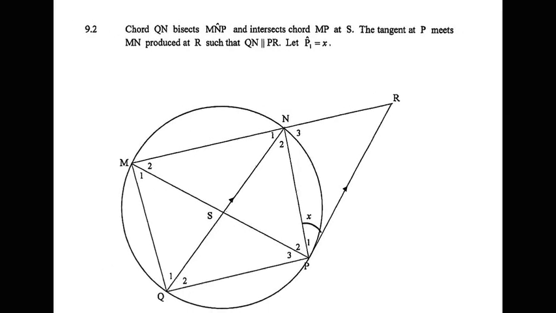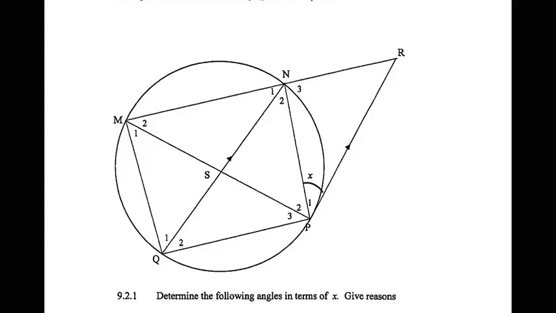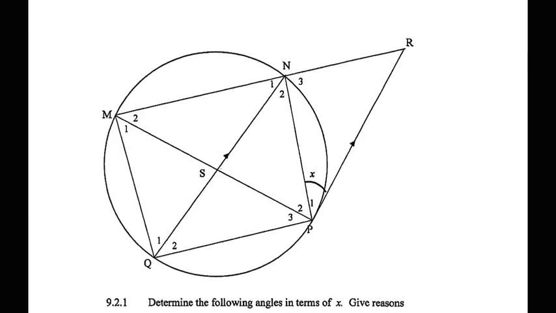So we must remember RP is a tangent at P and MN is produced to R, such that QN is parallel to PR. Let angle P1 be equal to x. So the angle P1 is equal to x, and PR is a tangent at P and MN is produced to meet at R.